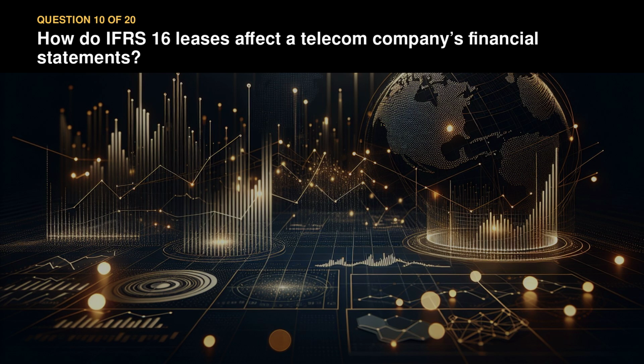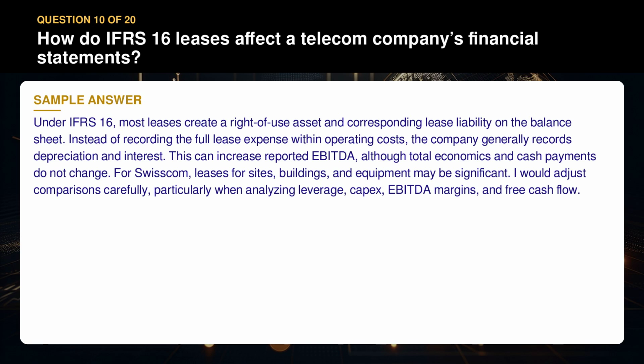Question 10. How do International Financial Reporting Standards 16 leases affect a telecom company's financial statements? Under International Financial Reporting Standards 16, most leases create a right-of-use asset and corresponding lease liability on the balance sheet. Instead of recording the full lease expense within operating costs, the company generally records depreciation and interest. This can increase reported EBITDA, although total economics and cash payments do not change.